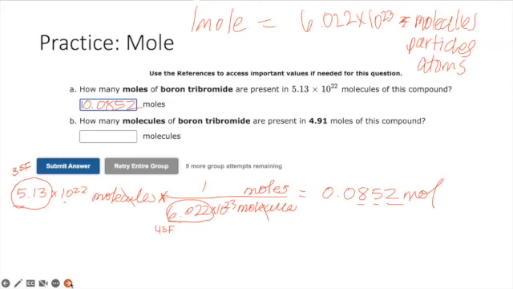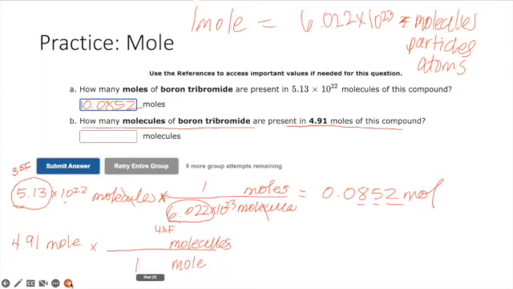The second one, how many molecules are present in 4.91 moles? So factor label method, start with what we're given. Put what we're trying to cancel on bottom, what we're trying to get to on top. If we know the conversion factor, which we do know from moles to molecules, so 1 mole equals 6.022 times 10 to the 23rd molecules. Same thing, 3 sig figs here, 4 sig figs here.